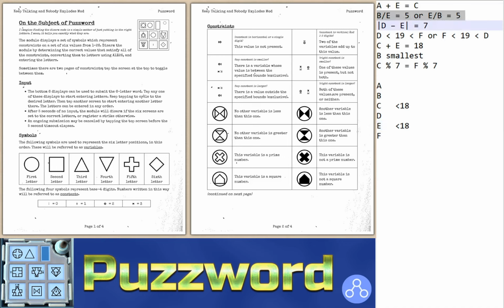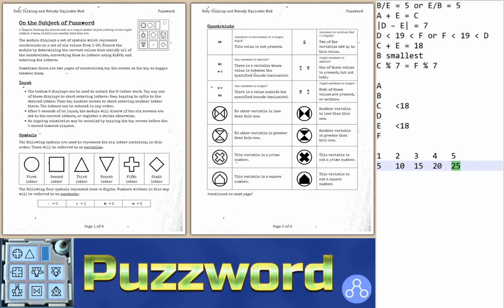Bravo and Echo have... bingo. Bravo and Echo are a multiple of 5 of one another. So one of those is 5 times the other. So that means that, if one of them was 1, the other one would be 5. And actually it could be 2, 3, 4, 5, right? So the point I'm trying to make is that 25 is the highest you can go.